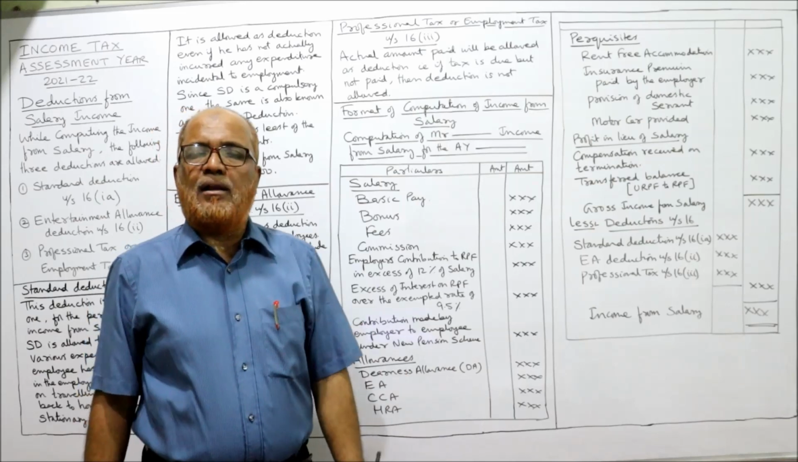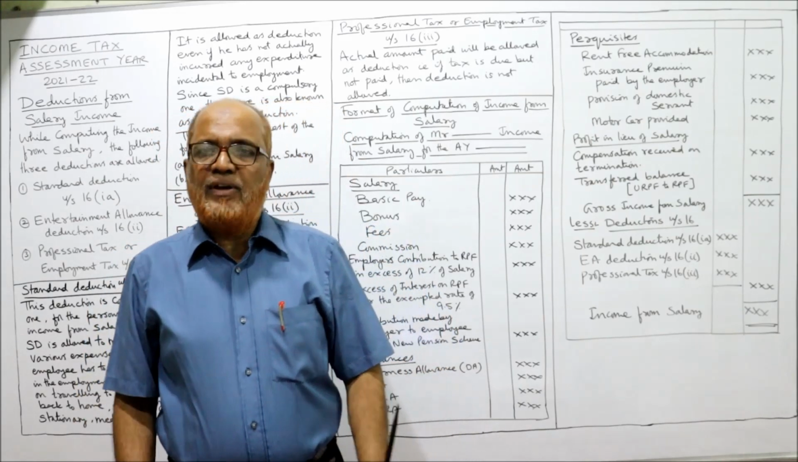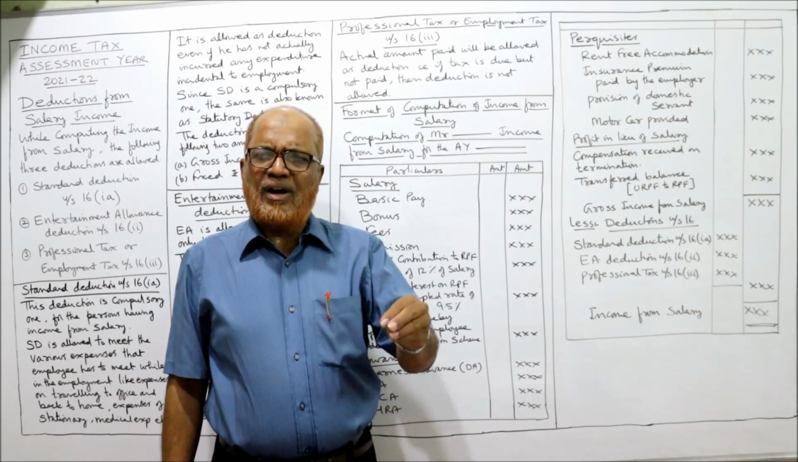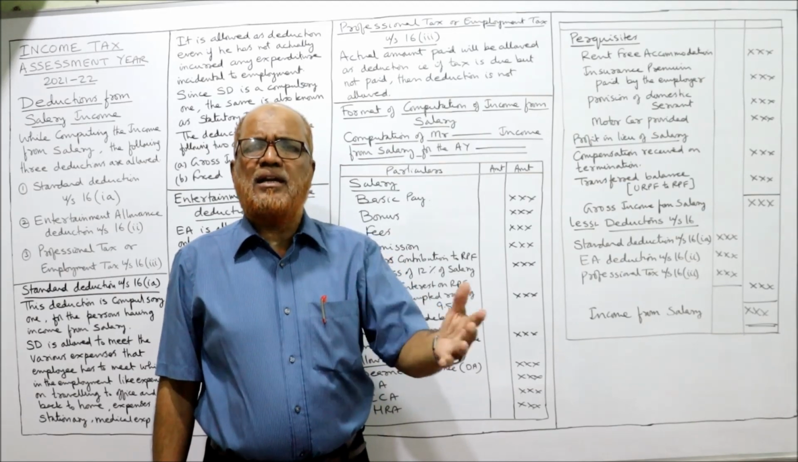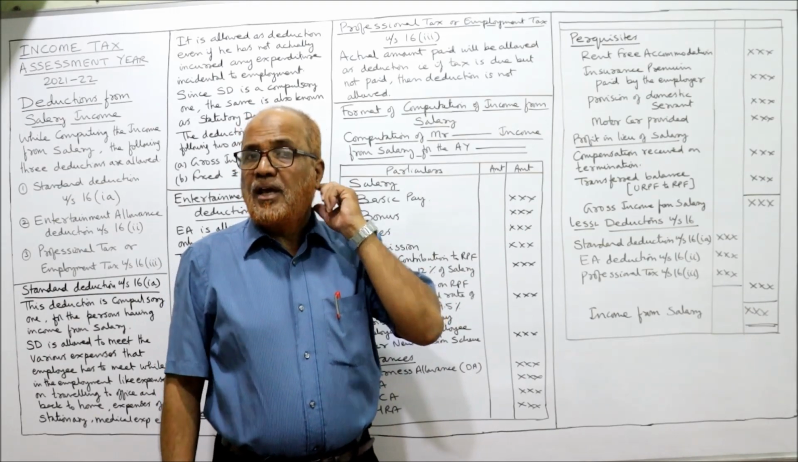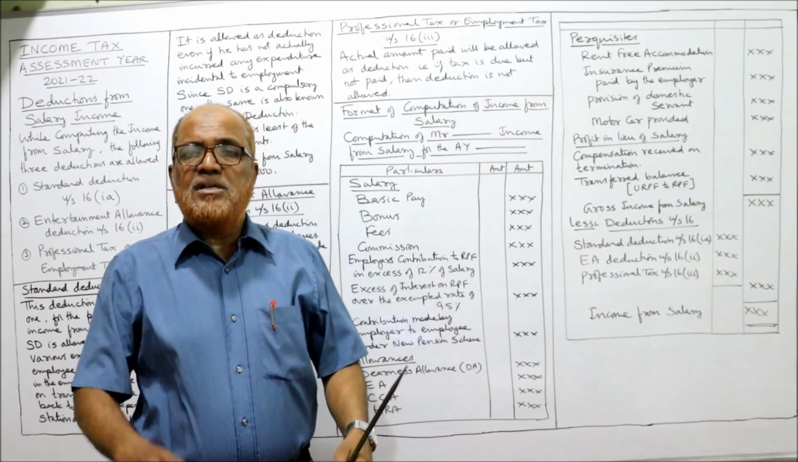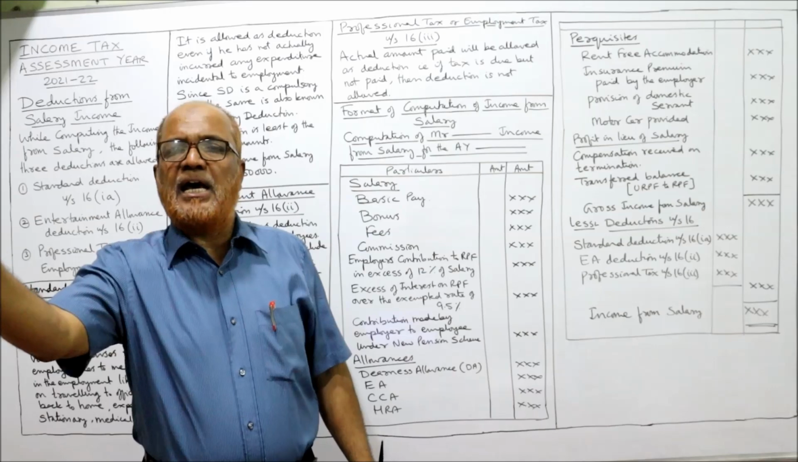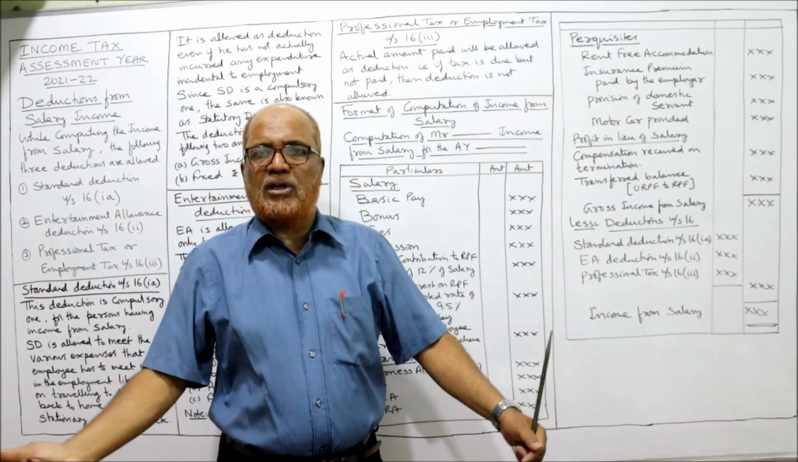Then profit in lieu of salary. These items are very few. Only in one or two problems you may get the item profit in lieu of salary. Normally we don't have any profit in lieu of salary. If it is not given in the problem, just write profit in lieu of salary and put a dash in the column. If it is not given, right?